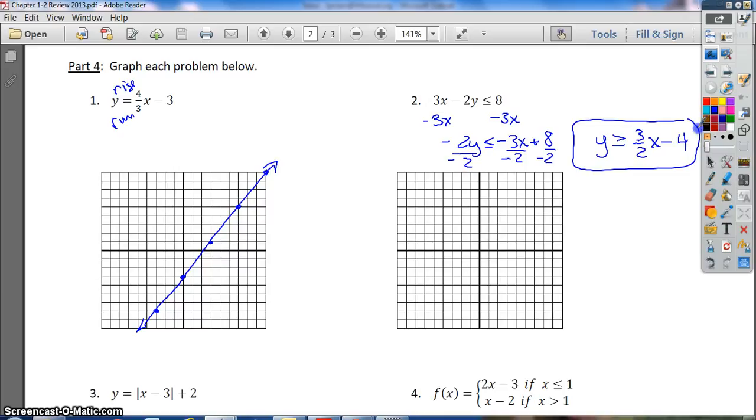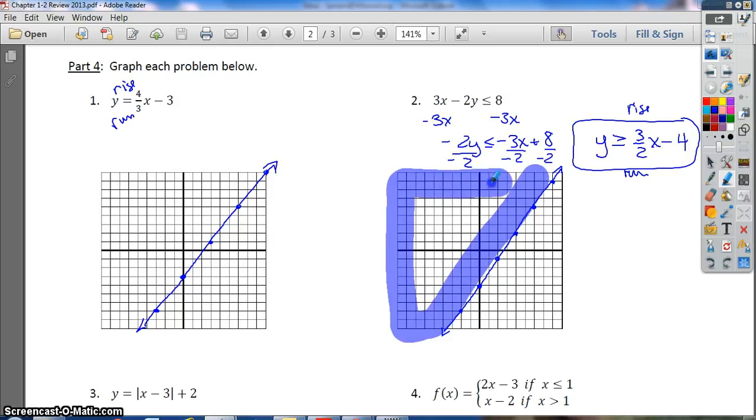So again, this is what I'm going to use to graph it. Negative 4, which is down here. This is my rise over my run. My rise is 3, my run is 2. There you go. Over 2, up 3. Over 2, up 3, and so on. Back 2, down 3. Okay, it is a solid line because there's an equal to. If there was no equal to, it would be dashed. Greater than, shading would be above. So we're shading up here. Okay? There's your graph for number 2.